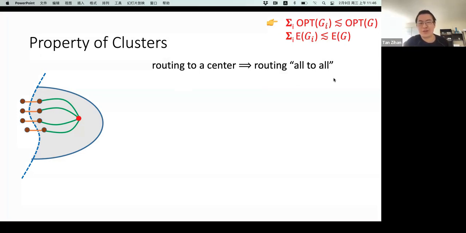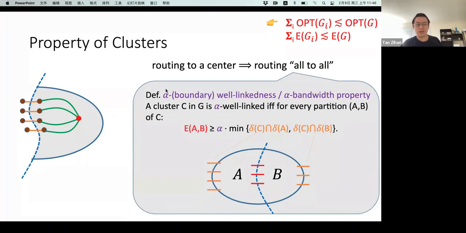What I want to say is we do have a characterization of this routing out to out property. It is called well-linkedness. A cluster is called well-linked, or sometimes boundary well-linked.